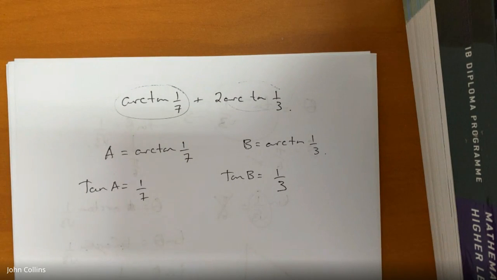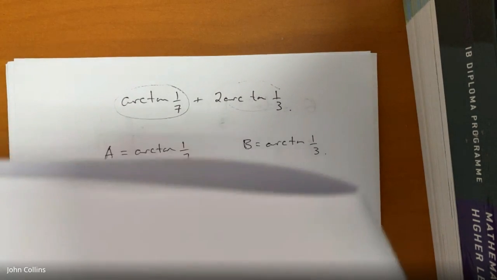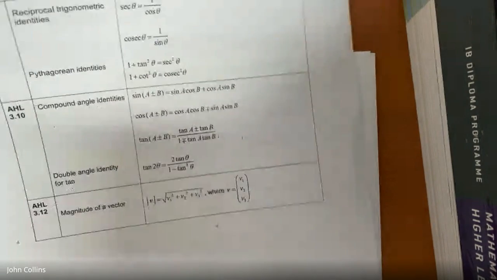You do the triangle. Is it compound angle? But we don't need to. Yeah, we're going to use compound angle. So it's alpha plus twice beta. There's a double angle for tan as well in your formula book. So I'll just slow down for a second. Double angle for tan, yeah. Tan 2 theta there at the end.